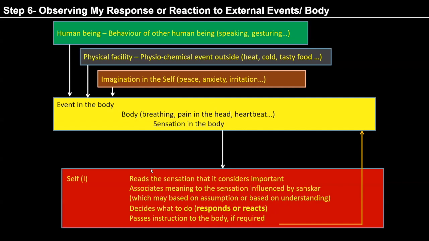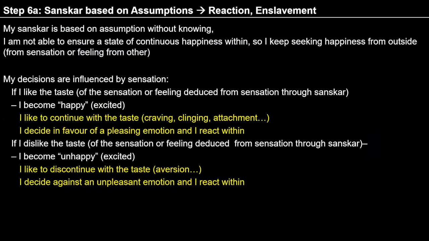So in step five, mainly we are trying to see that whatever feeling I have in me after reading those sensations, these feelings are the outcome of my sanskar. I am giving meaning based on my sanskar, and based on that meaning, I am feeling happy or unhappy. If I feel happy, I may try to give a response outside. If I am feeling unhappy, I may react outside. But it is all happening because of my sanskar, which lies in me. This we are trying to see in step five. But in step six, we will see the reaction or response based on my sanskar. Why am I reacting outside when I decide to respond outside, that we will see in step six.